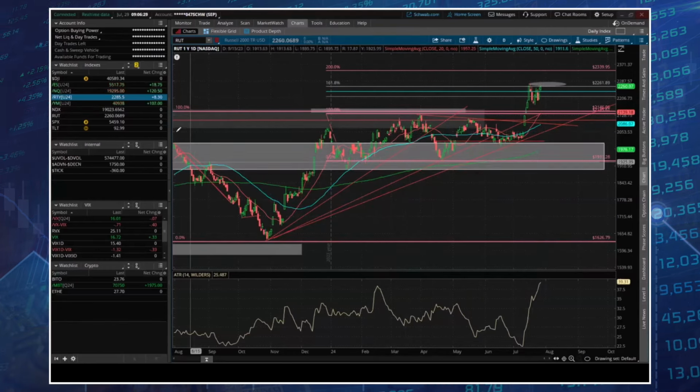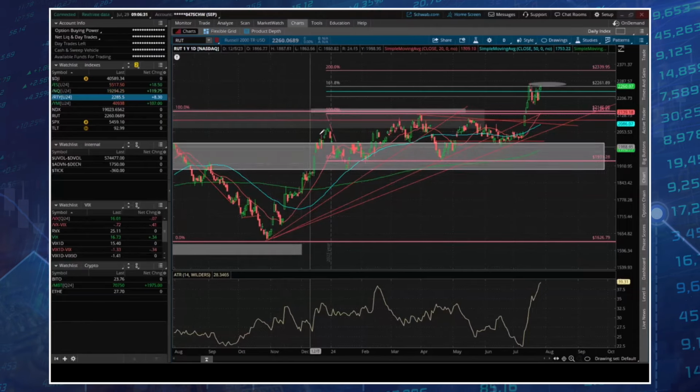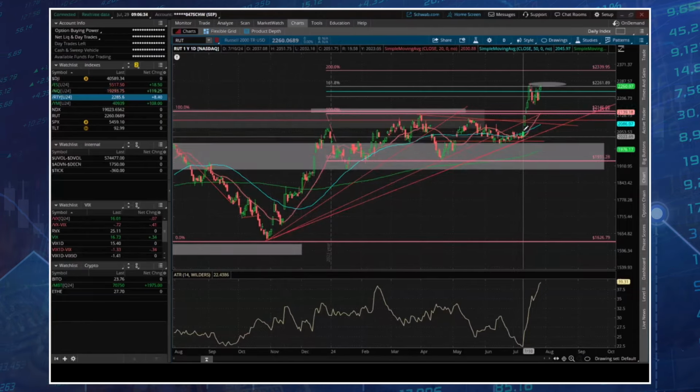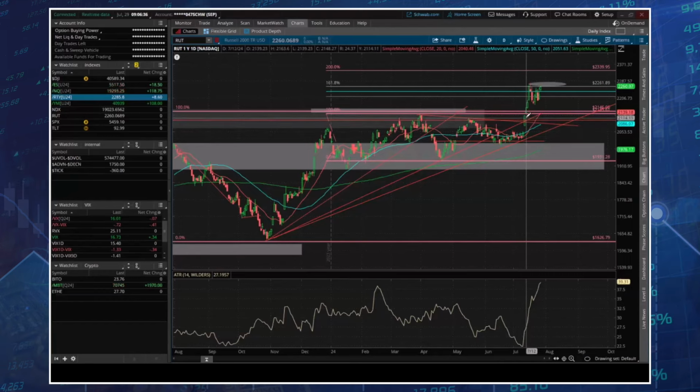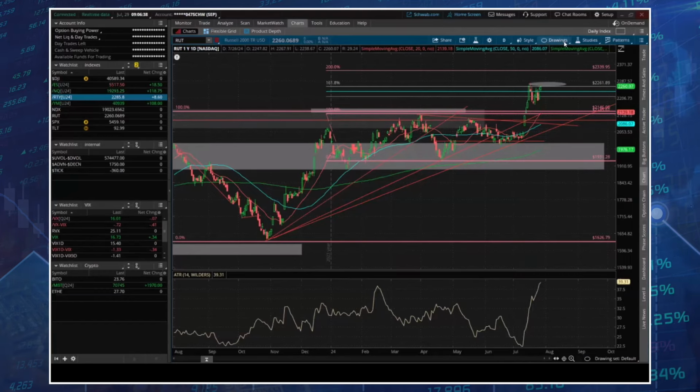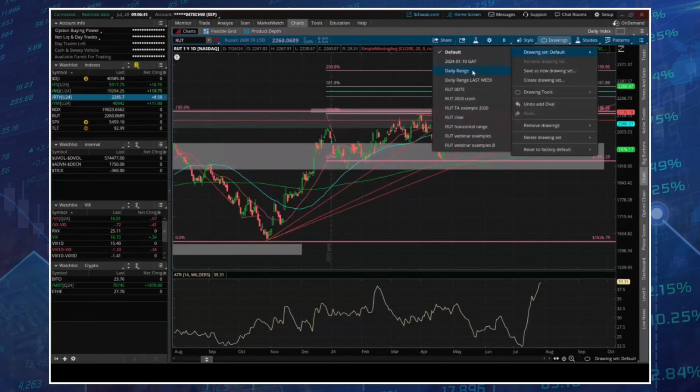All levels break at some point, and this is clearly showing me that this is likely to happen. In my longer term charts, I basically have a cup pattern and a very long handle, and that handle is finally showing that it's going to break higher. So let's go back to our daily range drawings here.